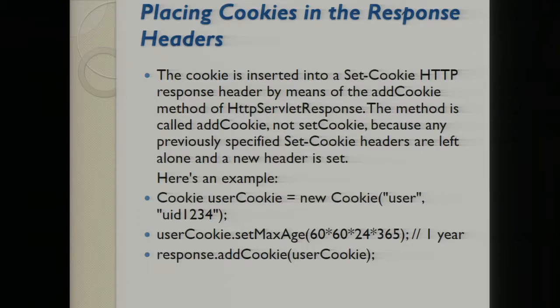So here is an example. Cookie is the constructor, userCookie is the object I have taken, new Cookie, with user as the name and this as the value for that particular cookie. So this is the constructor, the object, new Cookie to create an object, the name of the cookie and the value of the cookie. I have constructed a cookie with username and password. Then on this userCookie object, I set the maximum age, so that much time that cookie will be alive. After that it will vanish.